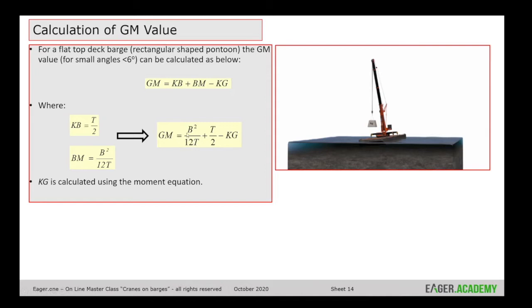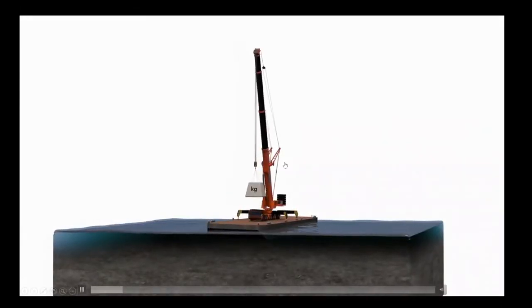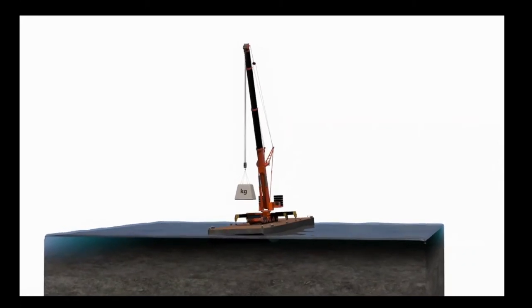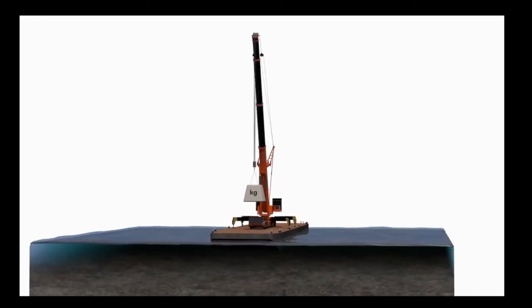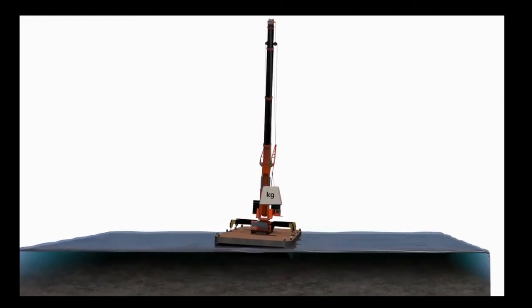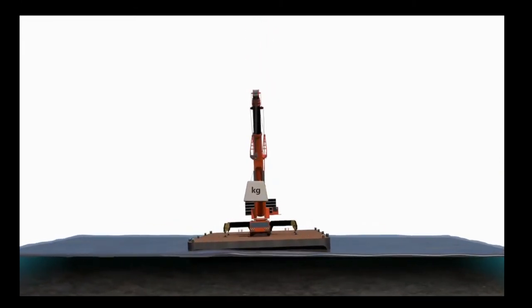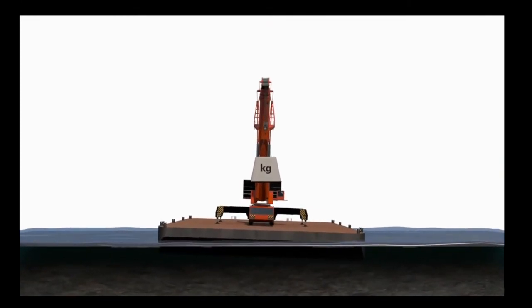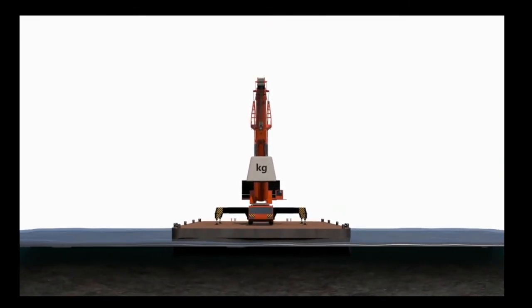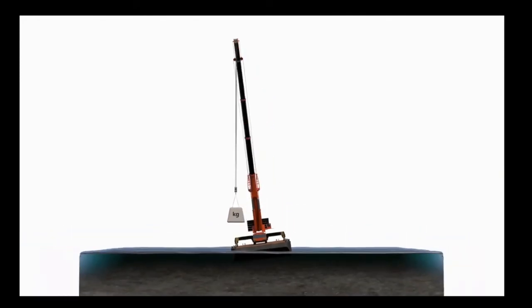Now, what we see is that the width of the barge and the KG of the total system has quite an influence on the stability of the barge, and that's nicely shown in this movie. Floating objects, such as barges, can move freely in water. The amount of movement depends on the stability of the rig. The more stability, the less movement, and the sooner it returns to its starting position. Stability is determined by the width and depth of the barge and by the height of the center of gravity in the crane masts.